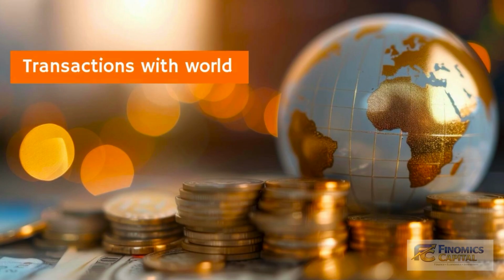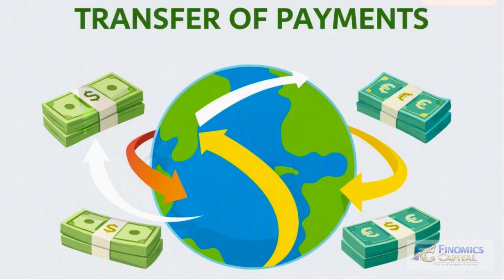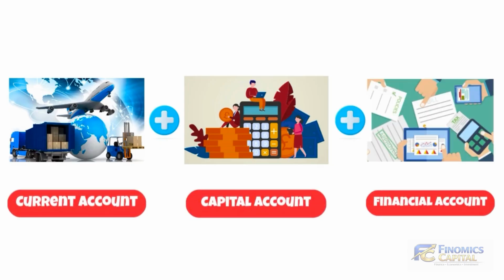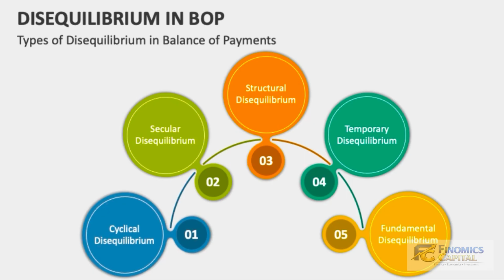Balance of payment. Transactions are with foreign countries, of goods, services, financial assets, and transfer payments. The sum of current account plus capital account plus financial account is equal to 0 according to the balance of payment, but it is difficult for countries to achieve this. In this equation, disequilibrium arises due to 5 reasons: cyclical disequilibrium, secular disequilibrium, structural disequilibrium, temporary disequilibrium, fundamental disequilibrium.